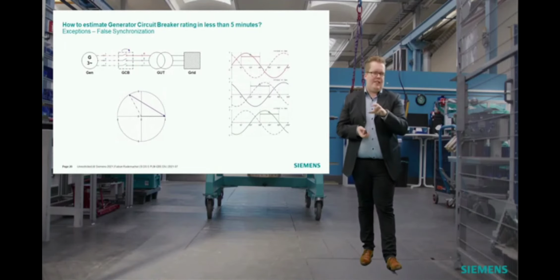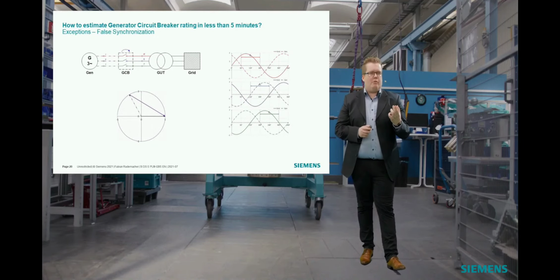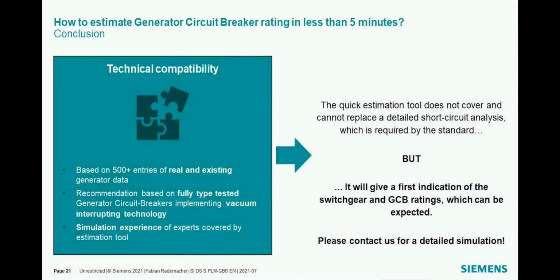The out-of-phase current is mainly dependent on the out-of-phase angle. The IEC/IEEE standard, which is applicable for generator circuit breakers, requires a type test with an out-of-phase angle of 90 degrees. Of course, then let's come to an end. I want to give you the conclusion about this estimation tool.